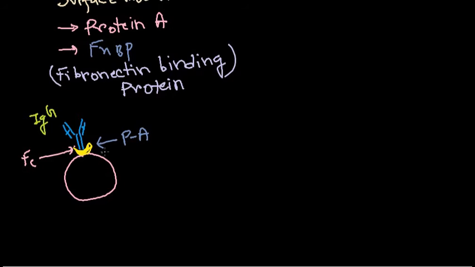Now protein A has the capability of binding with the Fc portion of IgG. As a result, it escapes endocytosis. So let me write, no endocytosis is possible. Why? Because we know that in most cases, if this is the bacteria, for the engulfment of this bacteria it needs to be coated with antibody.